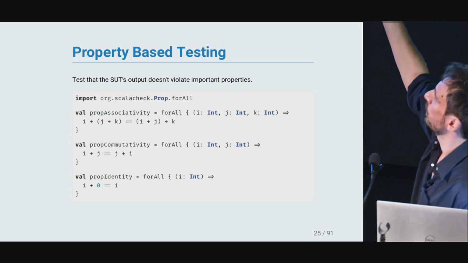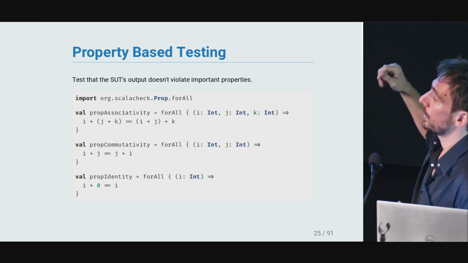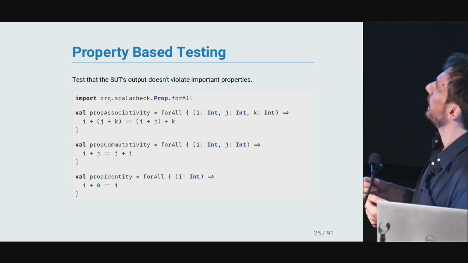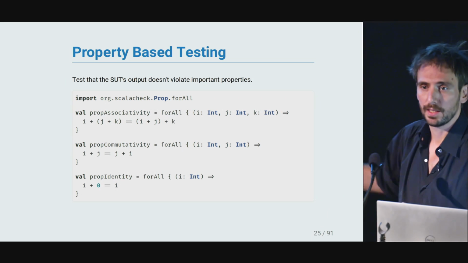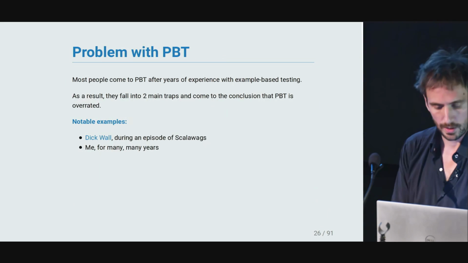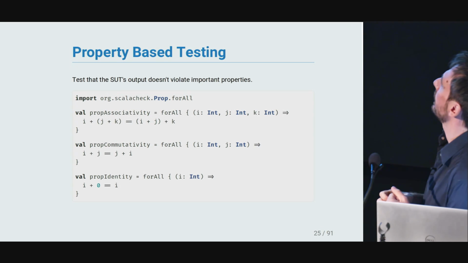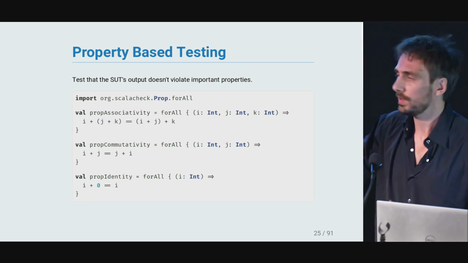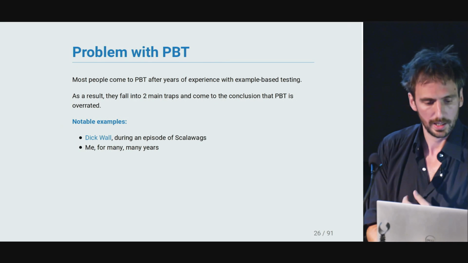For the first one, for example, for associativity, you'd say, for any i, j, and k which are ints, i plus j plus k is going to be equal to i plus j plus k. And you do that for commutativity and for identity, and then you run, whoops, sorry, nope, you don't run that at all. Wrong slide. And this is how property-based testing works. So this is not a terribly interesting example. I'll get to a more interesting one quickly.